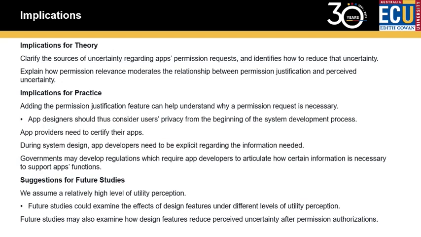And app providers and product managers need to certify their apps whenever possible, and during the design need to be explicit about the information needed. Government should develop regulations to require app developers to articulate why certain information is needed. For future study, we suggest that future studies can look at design features and different levels of utility, and how design features can reduce uncertainty after permission authorization.